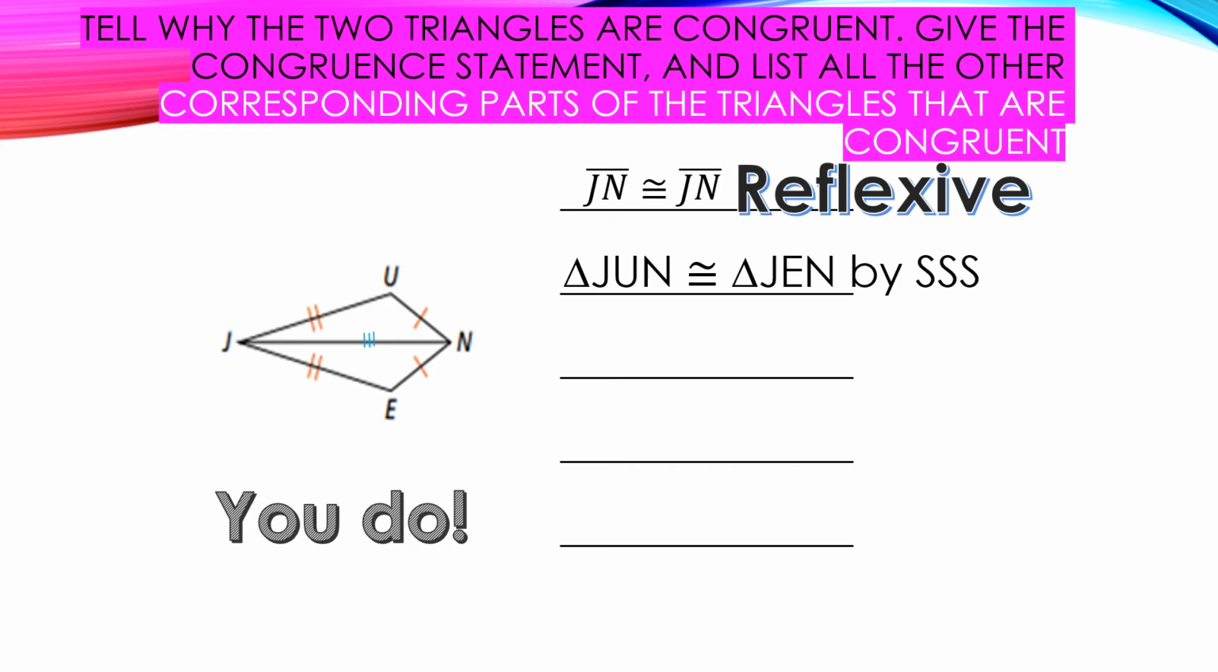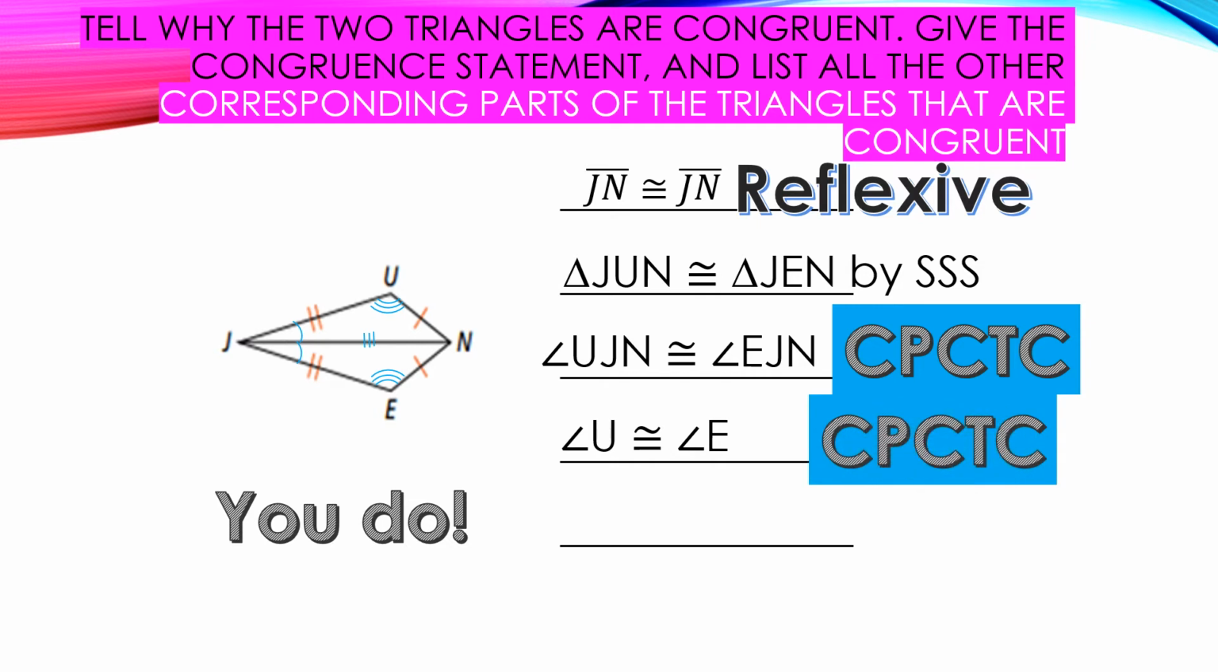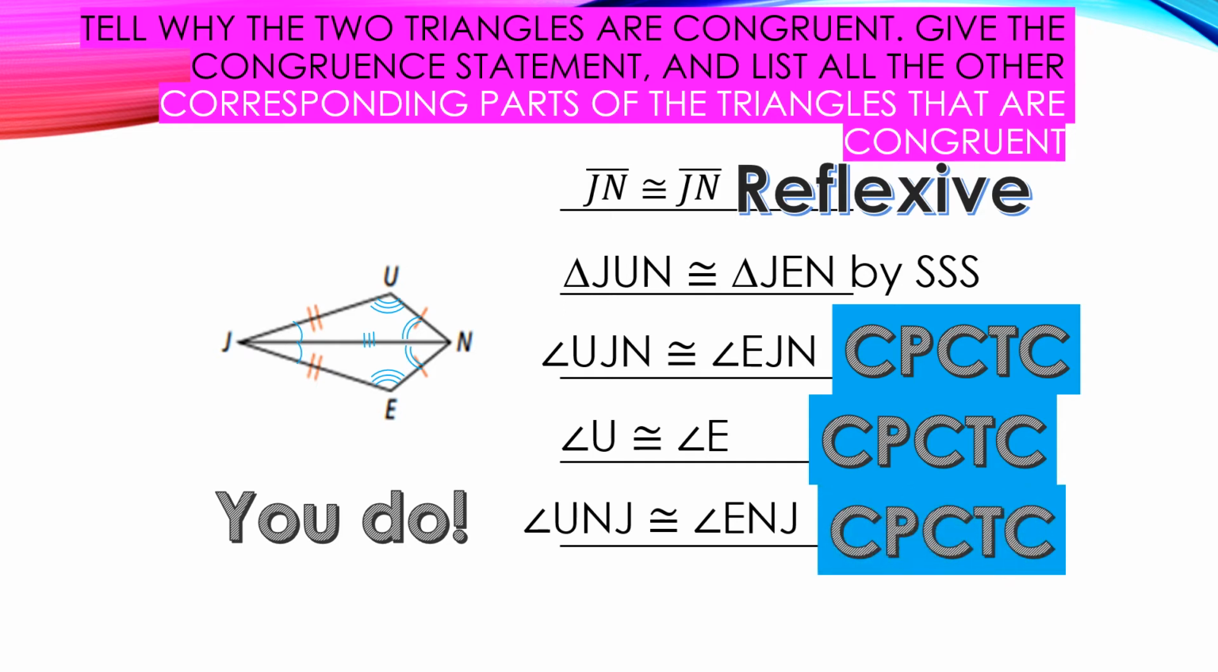Once I prove those two triangles congruent, then I can list out that all of my other angles are congruent to their corresponding parts. So angle UJN is congruent to angle EJN by CPCTC. Angle U is congruent to angle E by CPCTC. And angle UNJ is congruent to angle ENJ by CPCTC.